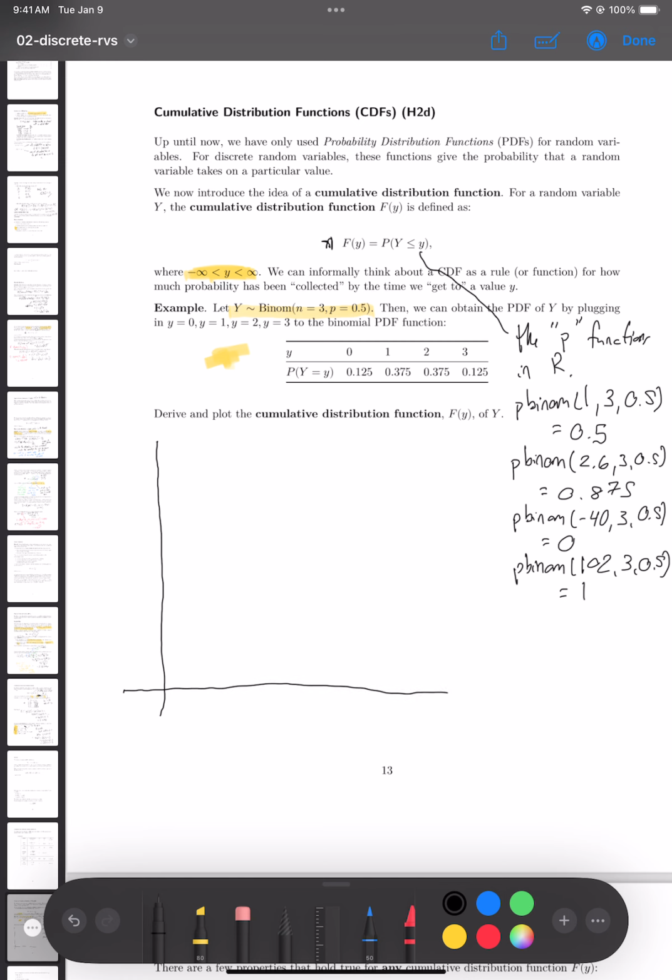And so on the x-axis of our plot, we're going to put the possible values of y. On the y-axis, we're going to plot the CDF, which is the probability that the random variable Y is less than or equal to a particular value of y. And I'm going to start my plot on the x-axis at negative 1 and go up to 4. And then I'm going to start my y-axis at 0, and I think I will do increments of 0.25.